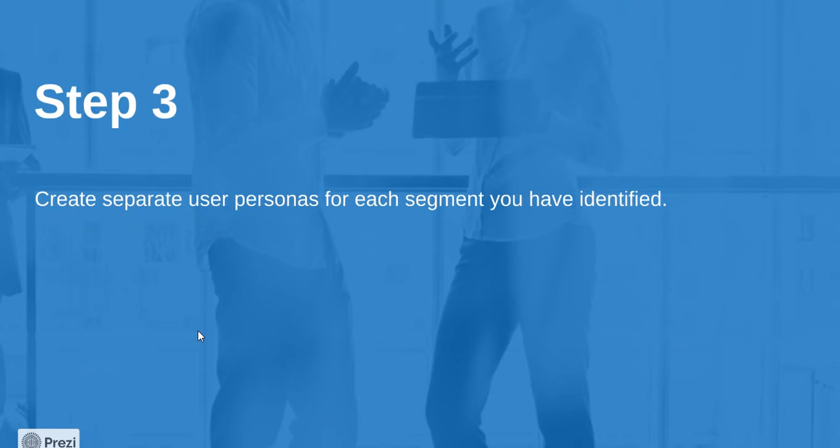Step number three, to define your customer persona, would be to create separate user personas for each segment you have identified. If you're going to create a new product, probably you're going to target more than one person. And then you have to make divisions on what this person's age is, characteristics, socio-demographics, and you will identify several different segments.